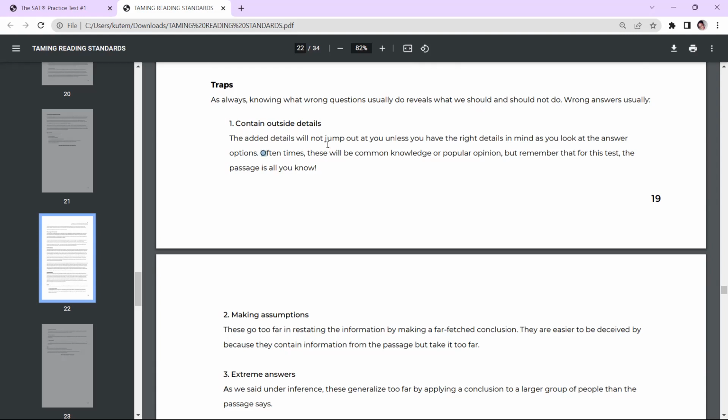And like I said, they'll pick common knowledge that most people know. It would be easy for you to add that to your opinion of the passage instead of paying attention to what you read. So always keep in mind that the passage is all you know. There's nothing else that you know in the reading section apart from what's given to you, because that's what makes the SAT a fair exam: the fact that everyone has an equal chance of getting the question right. So never add outside information.